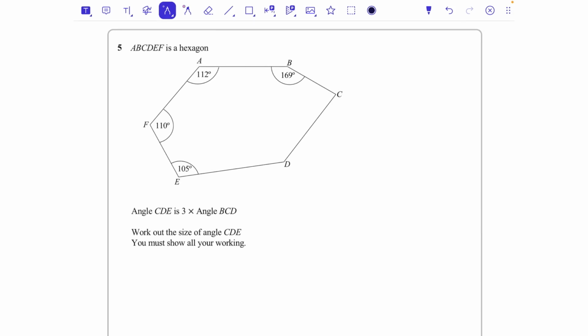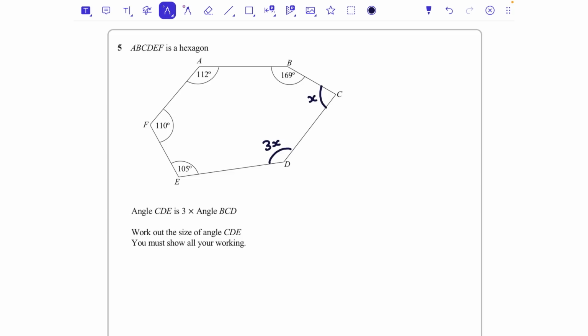Question number 5. ABCDEF is a hexagon. Angle CDE, so this one here, is 3 times bigger, so I'm going to put 3x, than angle BCD, this one here. So let's call that one 3x and that one x. Work out the size of angle CDE.